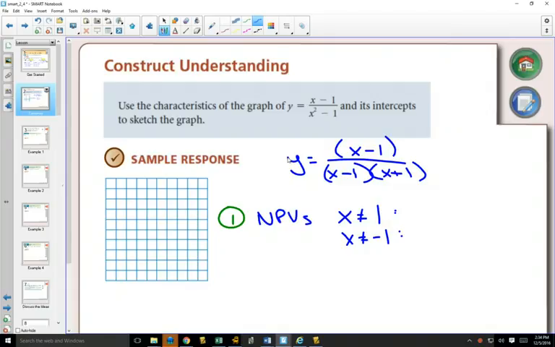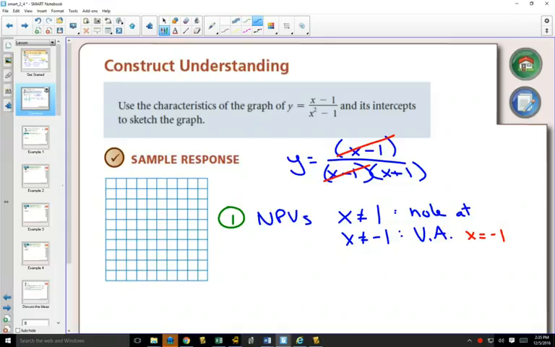Are they vertical asymptotes, or are they holes, or are they some of each? This is a hole. We know that it's a hole because these would cancel out. The x plus 1 on the bottom doesn't cancel out, so this one will be a vertical asymptote. The vertical asymptote will be at x equals -1.